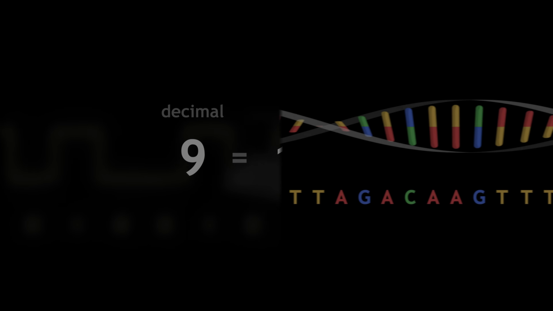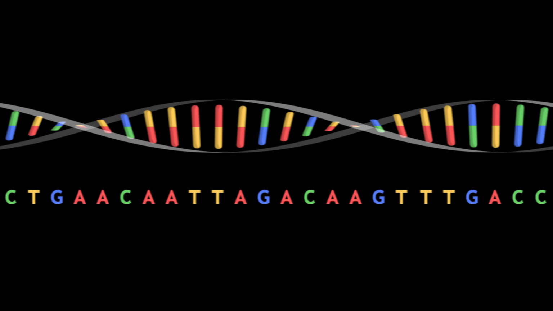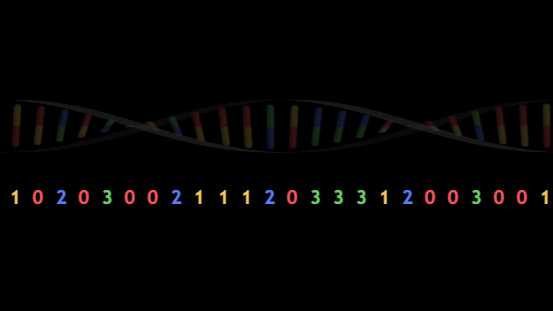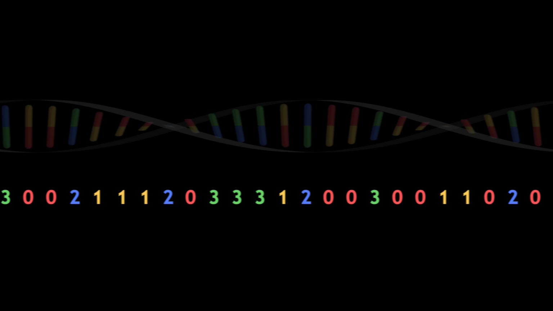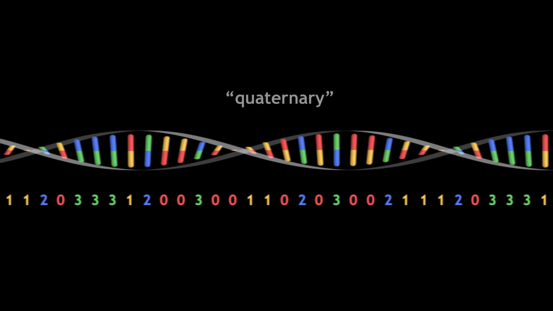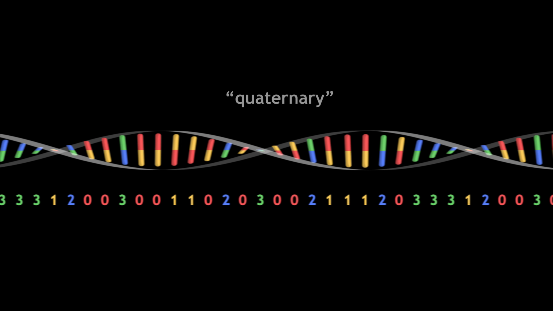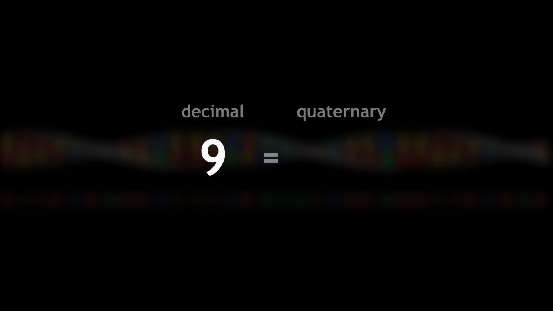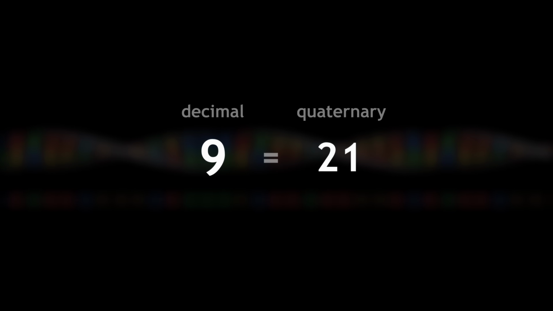On the other hand, DNA is a sequence of 4 bases, A, T, G, and C, which can be interpreted as 4 digits, 0, 1, 2, 3. We call this quaternary. An advantage of quaternary is that it uses half as many digits as binary to represent the same number. In quaternary, the number 9, for instance, is written 2, 1.